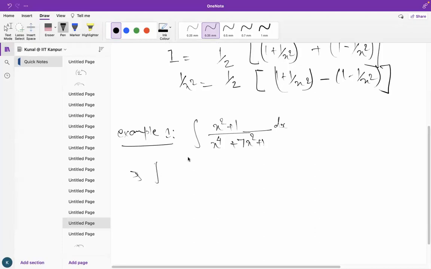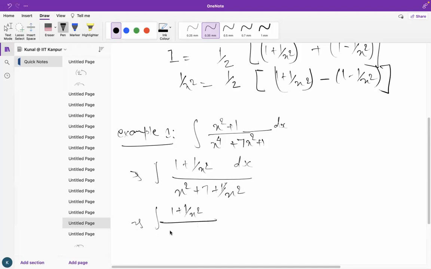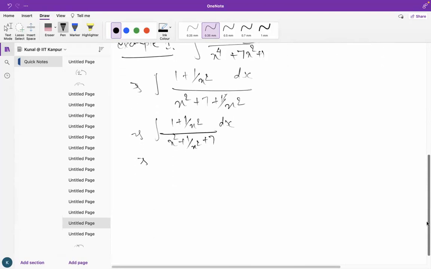We just divide by x square in numerator and denominator. So if we divide by x square, we get the integral of 1 plus 1 by x square over x square plus 7 plus 1 by x square dx, right? We just rearrange into a good form. And then what can I do? We can write this function as, let me write here.